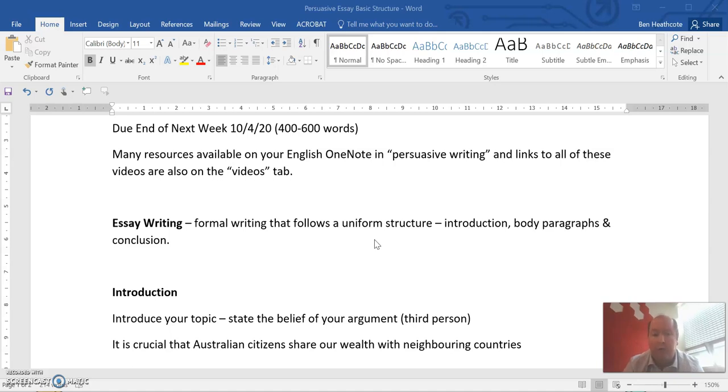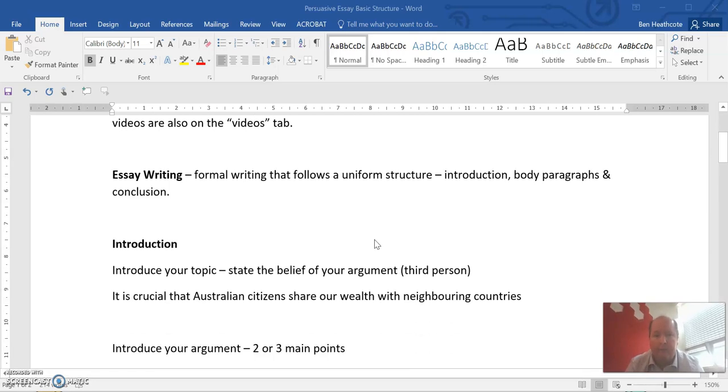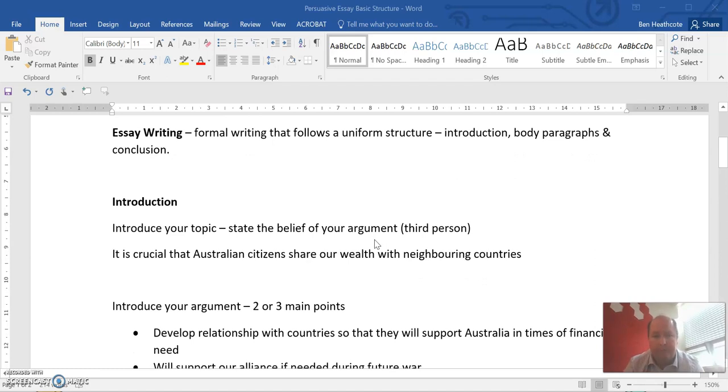What I want to do is talk you through what an essay structure could look like for this assignment. All of the points here were based on the topic of whether or not Australia should share its wealth with neighbouring countries, and these are the things we came up with as a class. In the introduction, the first thing we need to do is introduce the topic, state the belief of your argument, and keep it in the third person as much as possible for this assignment.